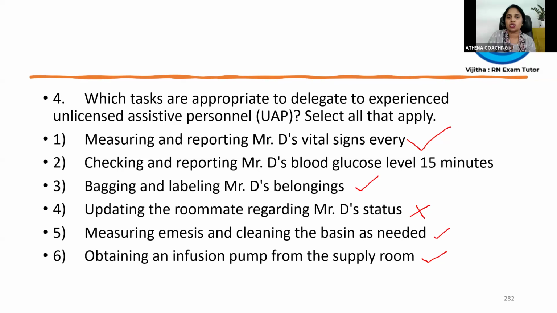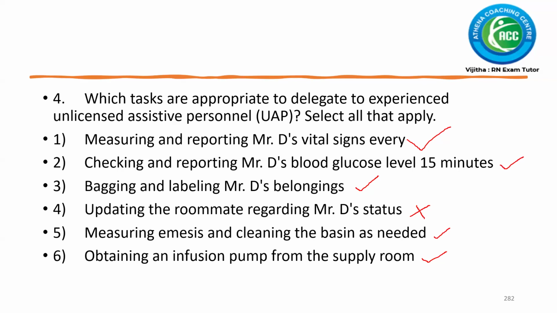What about the second one? Checking and reporting Mr. D's blood sugar every 15 minutes. Can that be possible? Read the option carefully: checking and reporting. Reporting to whom? Reporting to the registered nurse. So this can be performed. You all are in the emergency department, the UAP is also there, and Mr. D is there. Just going and pricking and checking the blood sugar and reporting to the registered nurse is perfectly all right. But assessment and evaluation should be done by the registered nurse. Only the progress regarding the patient is not allowed for them to explain. Clear?